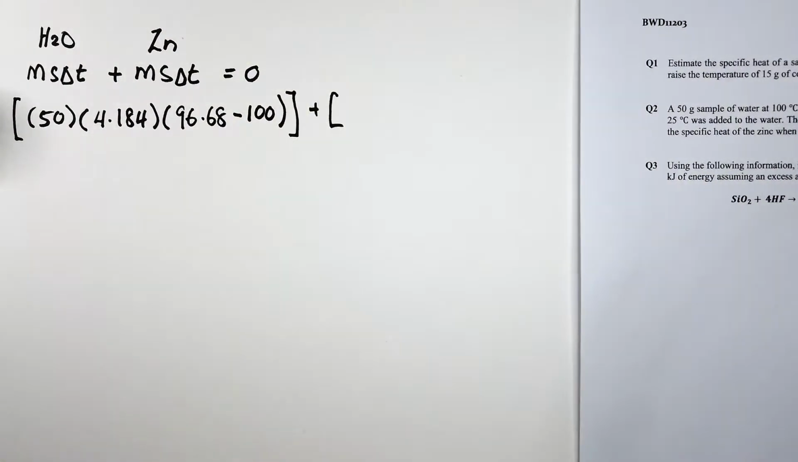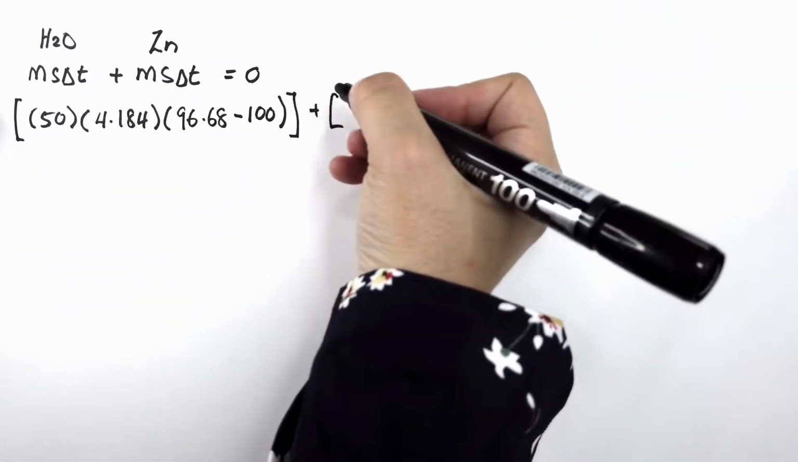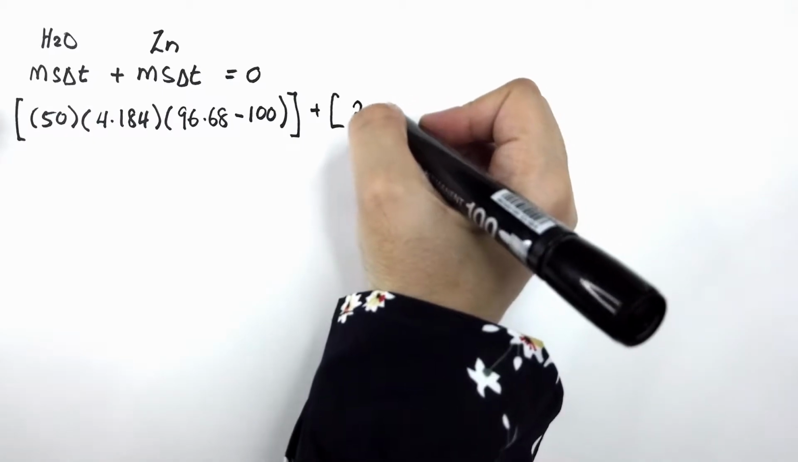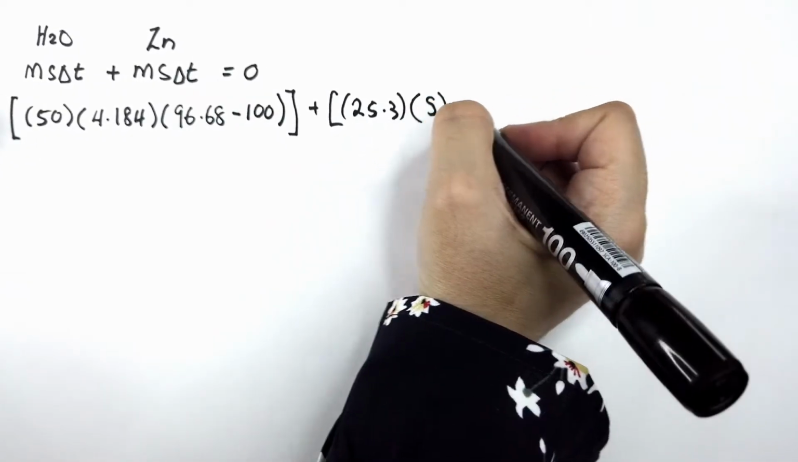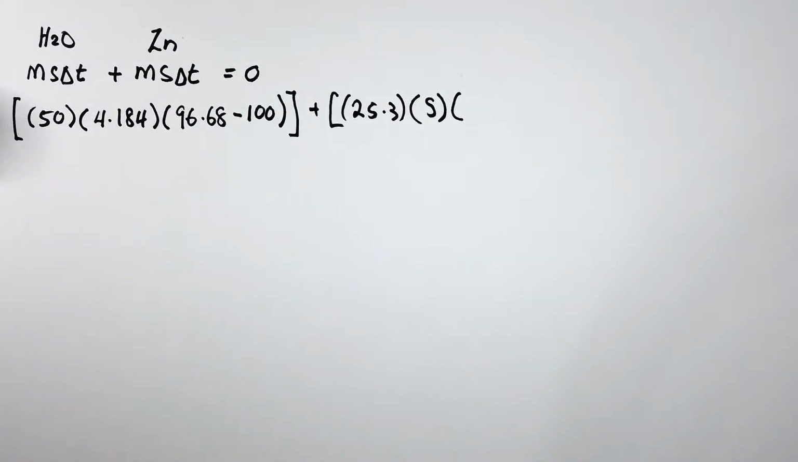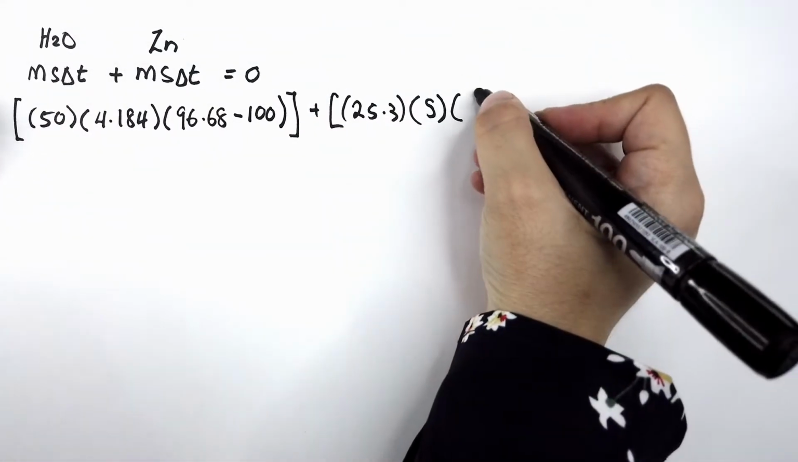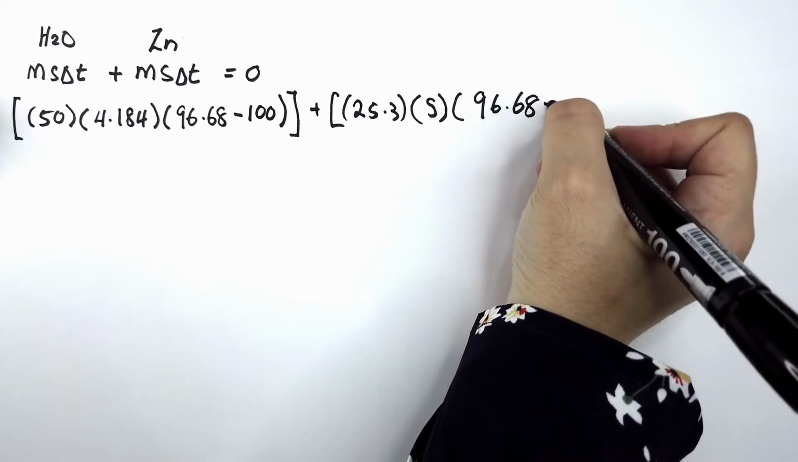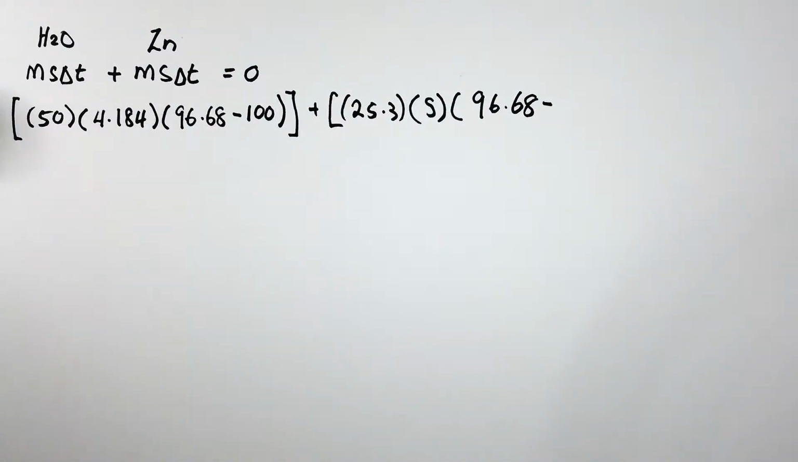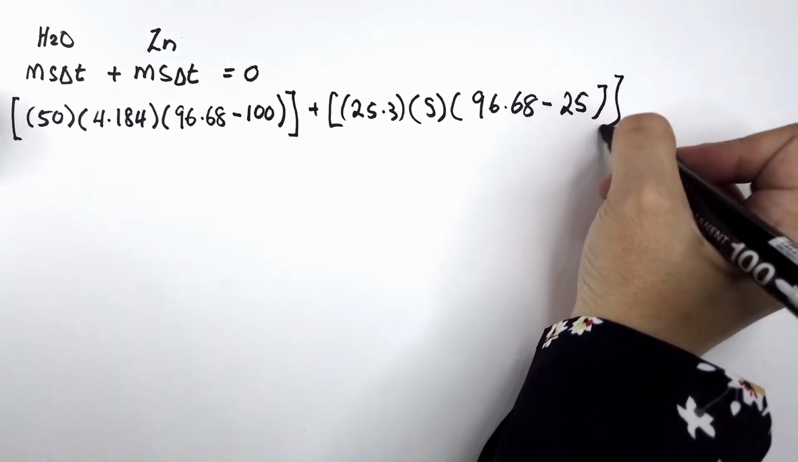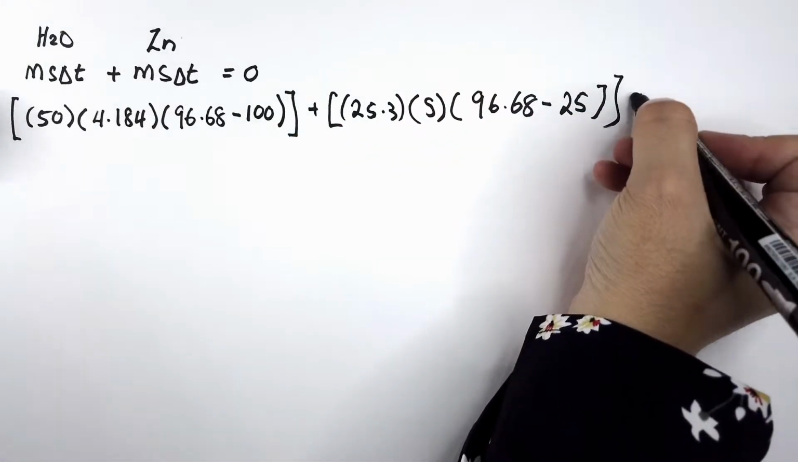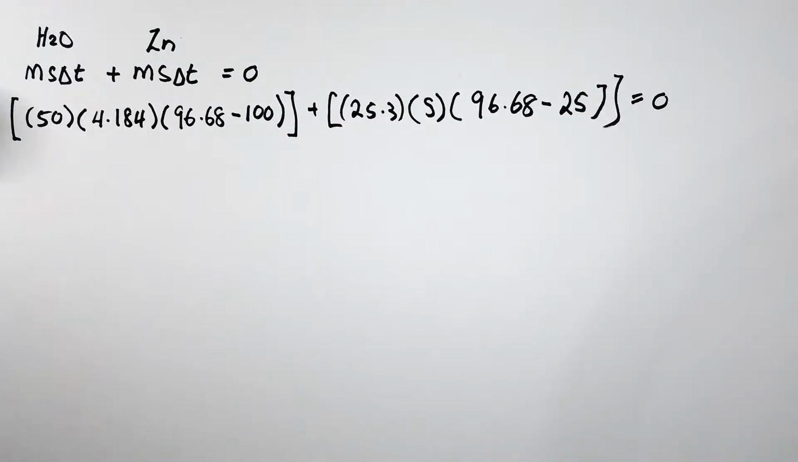So what you can do is that the mass of the zinc from the question is 25.3, times S for the zinc, which is the one that you want to calculate, and then delta T is the final temperature minus initial temperature. So final temperature is at equilibrium, right? So it should be the same. So 96.68 minus the initial temperature of the zinc, which is 25 degrees Celsius. So you just need to calculate; this is equivalent to 0, law of conservation of energy.